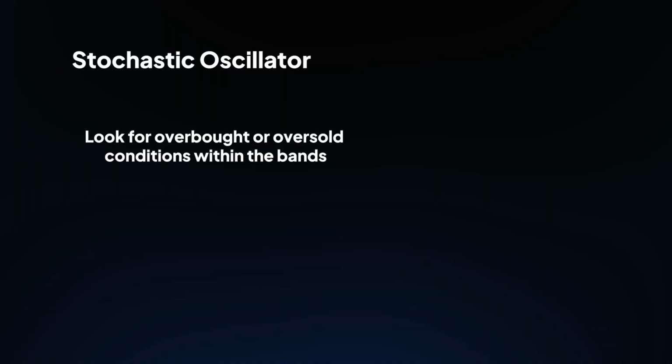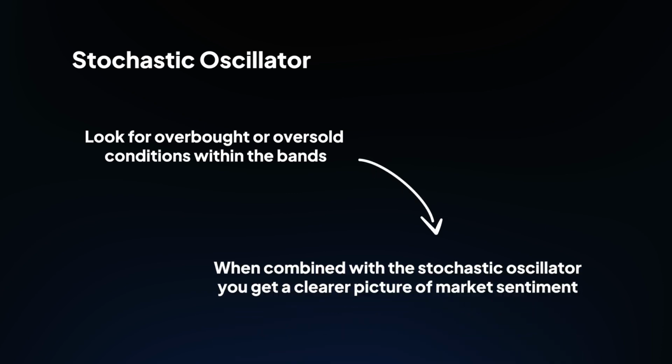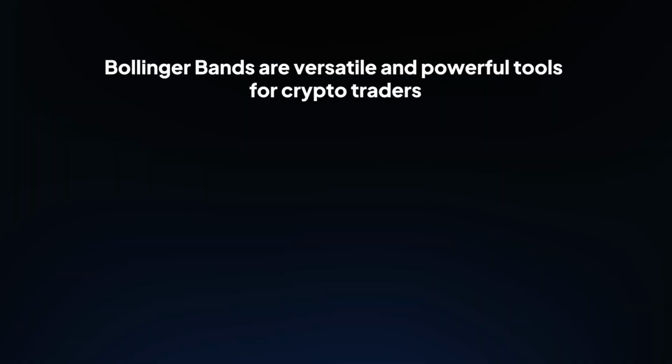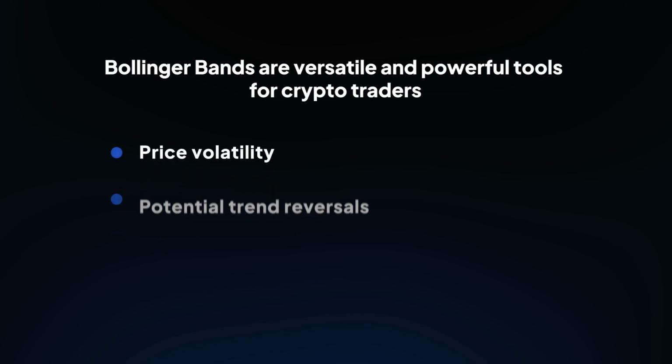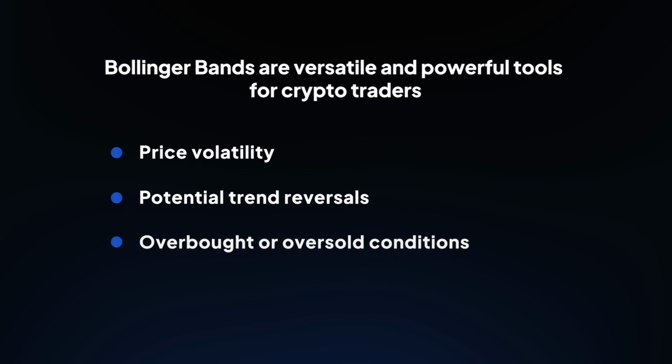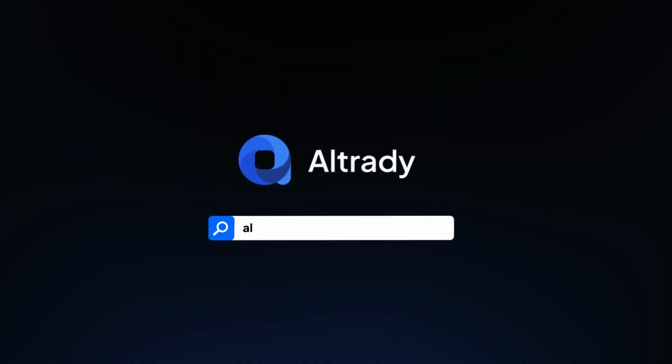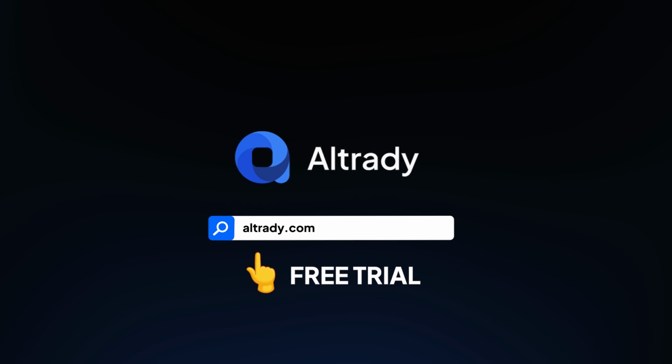Stochastic oscillator. Look for overbought or oversold conditions within the bands. When combined with the stochastic oscillator, you get a clearer picture of market sentiment. As you can see, Bollinger Bands are versatile and powerful tools for crypto traders. They provide crucial insights into price volatility, potential trend reversals, overbought or oversold conditions. By integrating Bollinger Bands into your trading toolkit, you can make more informed decisions and improve your strategies.